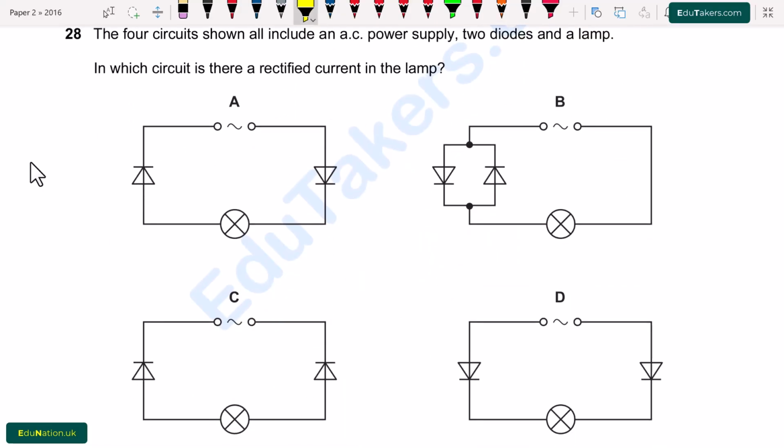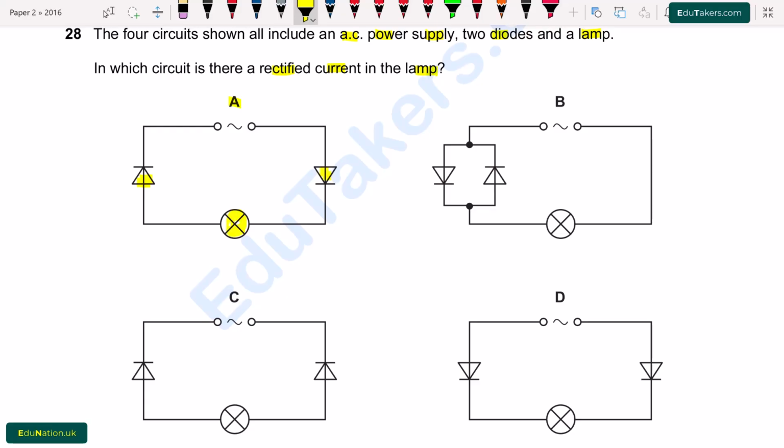Question number 28. The four circuits shown all include an AC power supply, two diodes and a lamp. In which circuit is there a rectified current in the lamp? There are four circuits and in each circuit there are two diodes, one lamp and an AC power supply. In option A, here we can see that there are two diodes and a lamp.